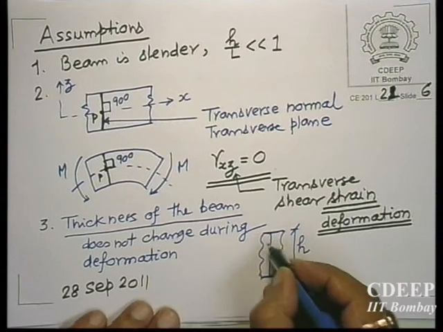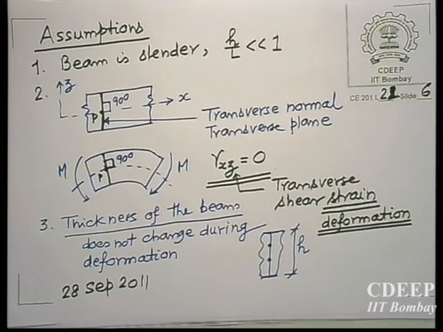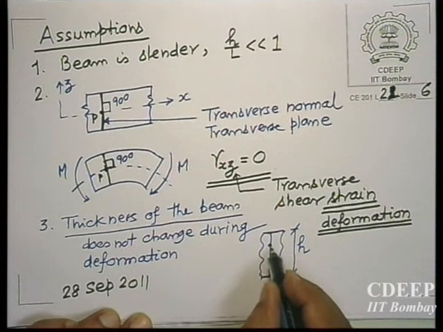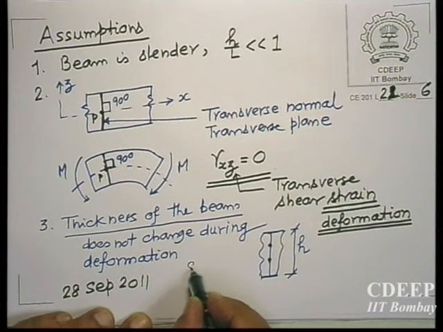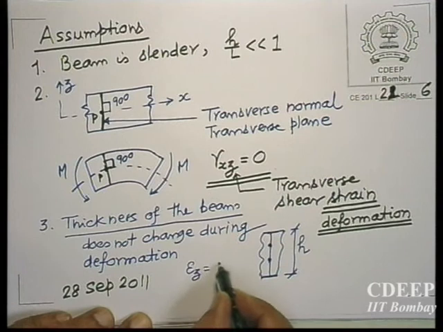What does it mean? If you take 2 points in this direction and measure the distance between these 2 points, and later, after the moments are applied, you measure the distance again, you will find that there is no change. There could be some change, but we are making this assumption because the depth h is very small compared to length, it is a slender beam. So, this is a reasonable assumption. This means there is no extension or compression between these 2 points. That means the strain in the normal direction is 0.